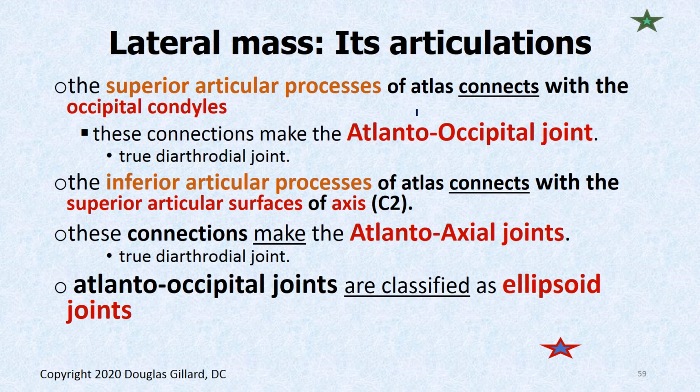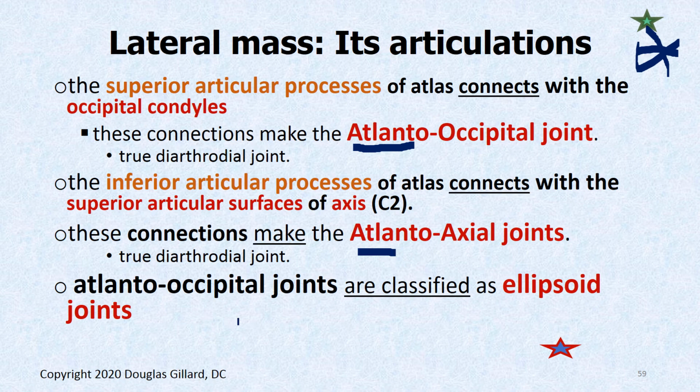Now, these articulations, this is an important slide here. The lateral mass of the atlas does make some very important joints. And we always name the atlas first. So we have the atlanto-occipital joint and the atlanto-axial joint. The one where the facets of the superior articular process connect with the occipital condyles is called the atlanto-occipital joint. The one where it connects with the axis superior articular process is called the atlanto-axial joint.